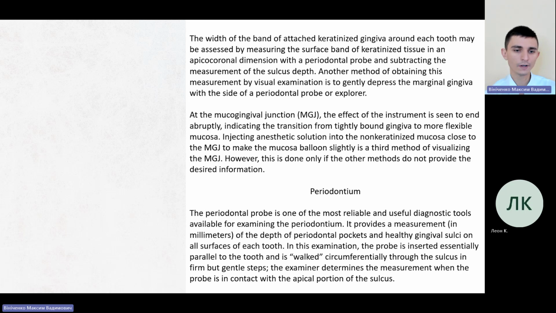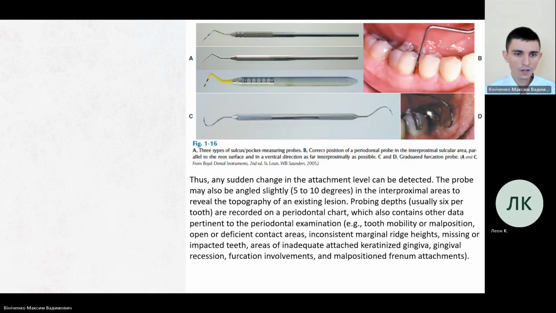What about the periodontium? The periodontal probe is one of the most reliable and useful diagnostic tools available for examining the periodontium. It provides a measurement in millimeters of the depth of periodontal pockets and healthy gingival sulci on all surfaces of each tooth. In this examination, the probe is inserted essentially parallel to the tooth and is worked circumferentially through the sulcus in firm but gentle steps. The examiner determines the measurement when the probe is in contact with the apical portion of the sulcus. You can see the three types of sulcus pocket measuring probes.